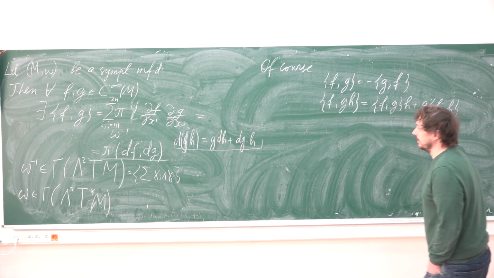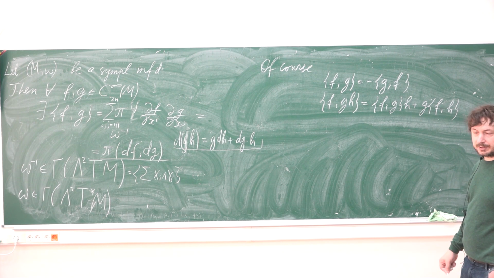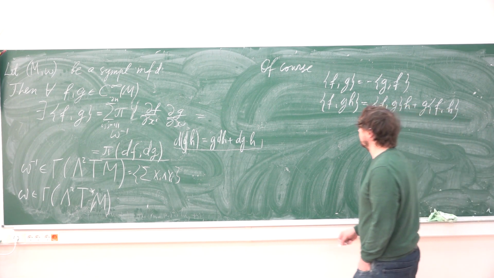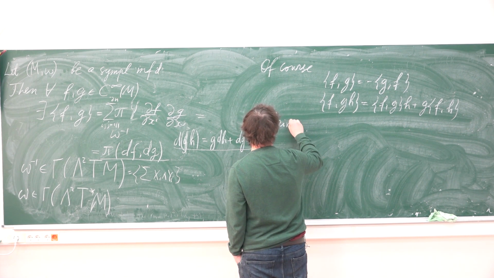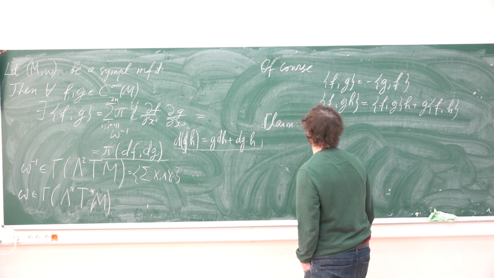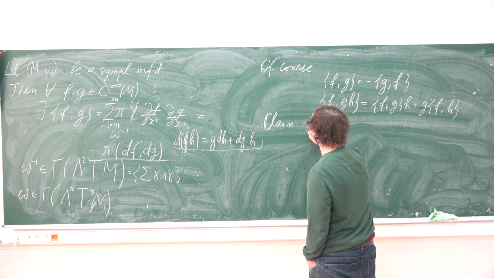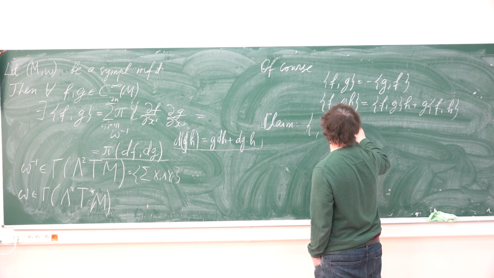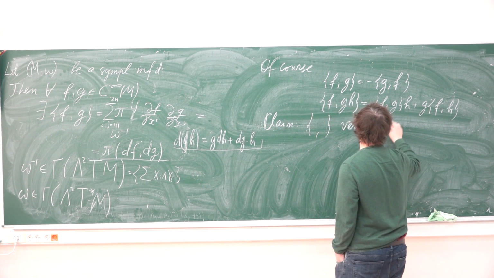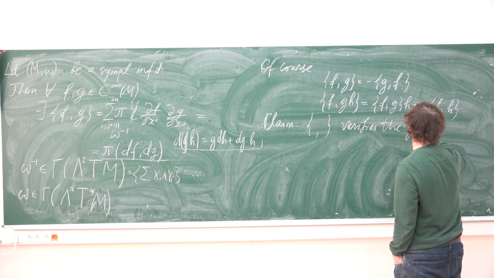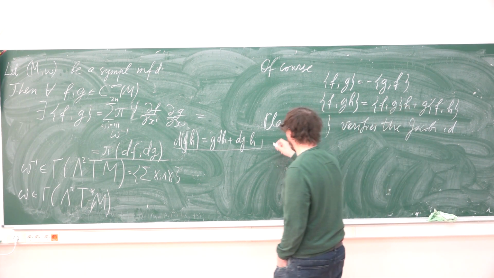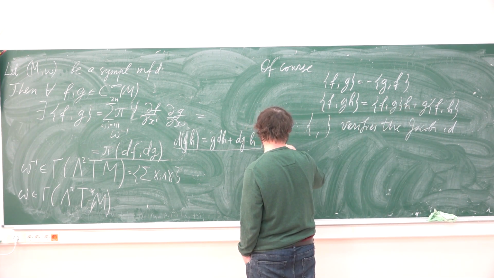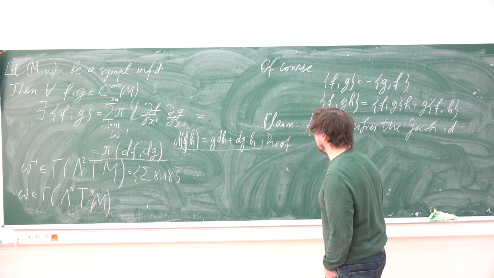So how about the third condition, the important condition, the Jacobi identity? Claim: the Poisson bracket verifies the Jacobi identity. I prove this, and that will be all for today. Proof. Let us consider the vector field.